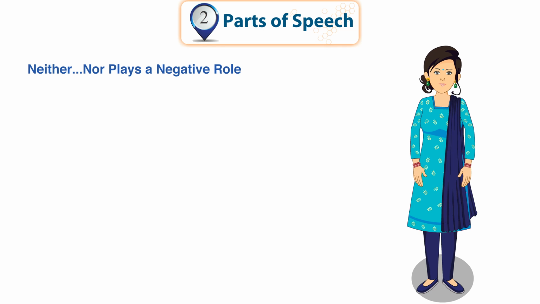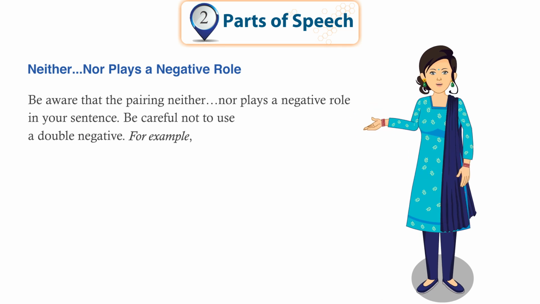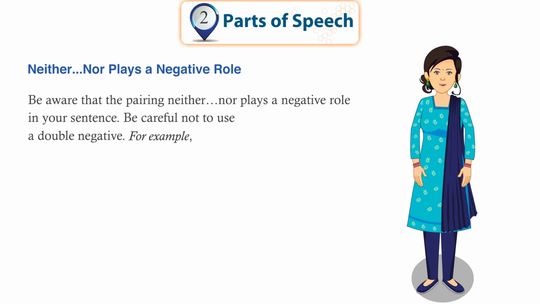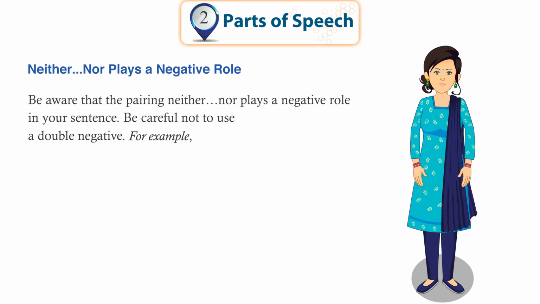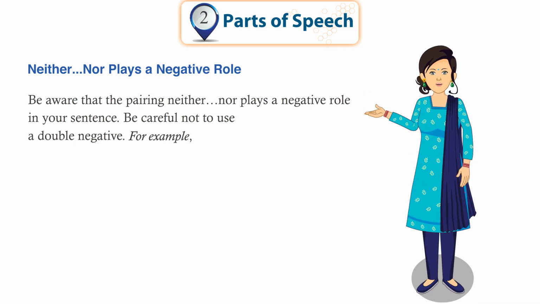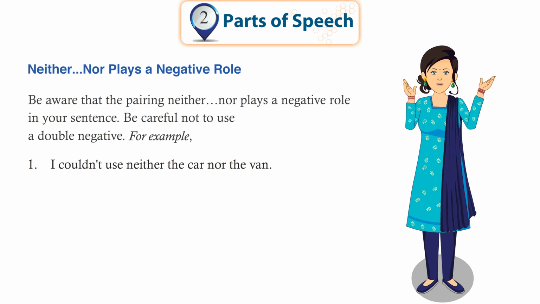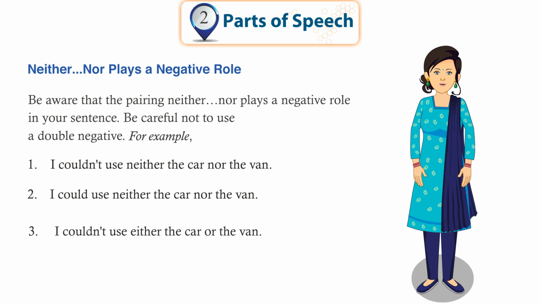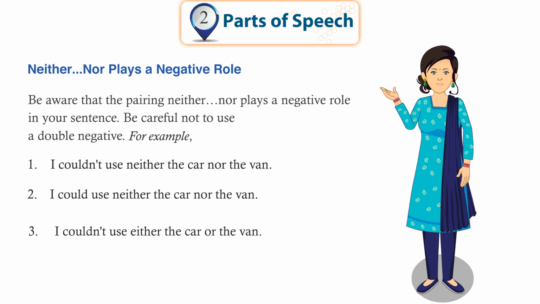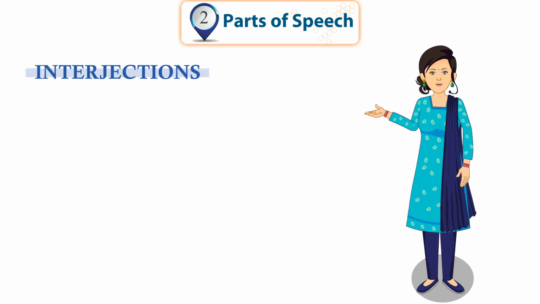Neither/nor plays a negative role. Be aware that the pairing neither/nor plays a negative role in your sentence. Be careful not to use a double negative. For example, "I couldn't use neither the car nor the van" is wrong. Say: I could use neither the car nor the van. Or: I couldn't use either the car or the van.